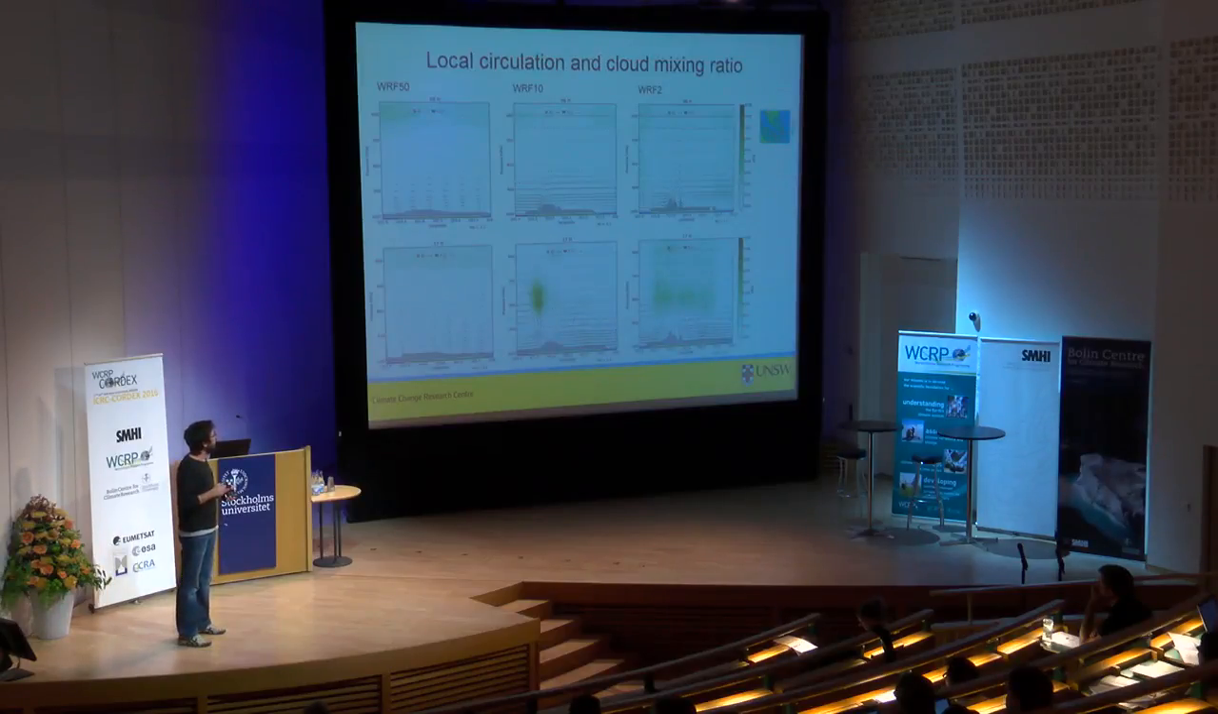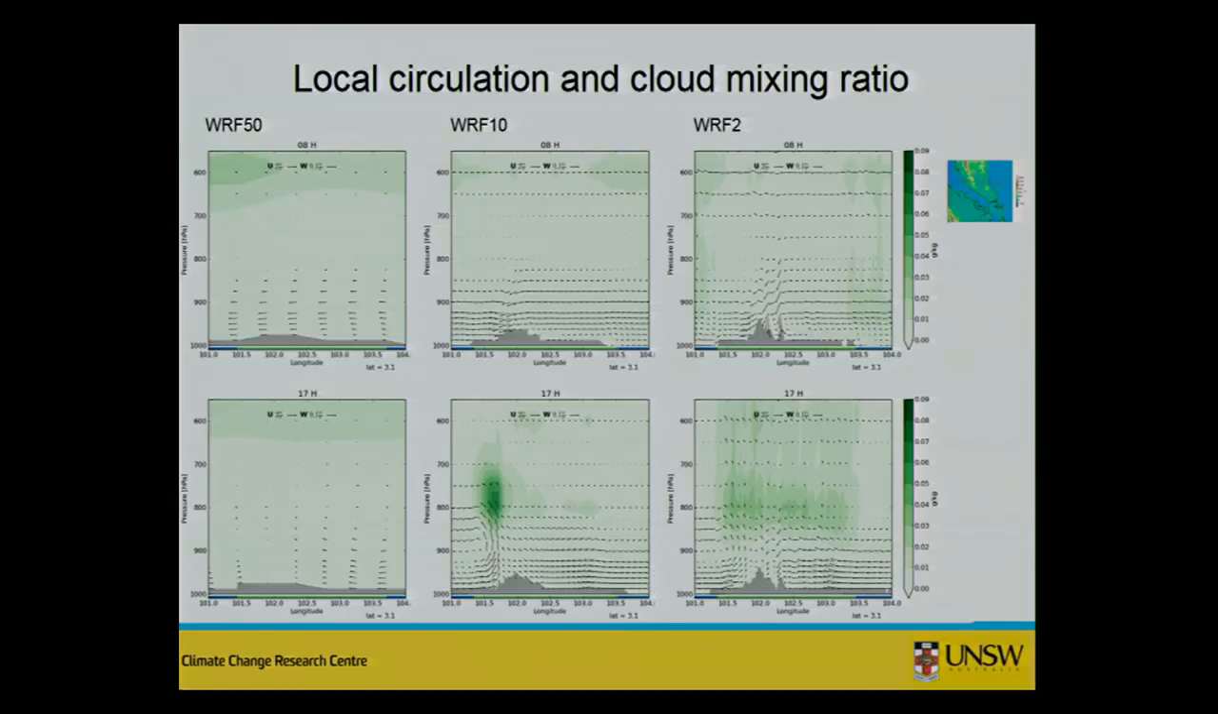This is the cross section again. In these plots, I'm showing the cloud mixing ratio for this area, together with the local winds. So it's the horizontal and the vertical winds at 8 in the morning and 5 in the afternoon, to give an idea of what is happening at different times of the day.